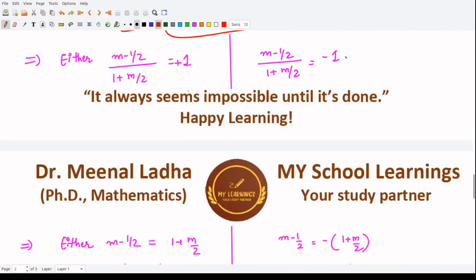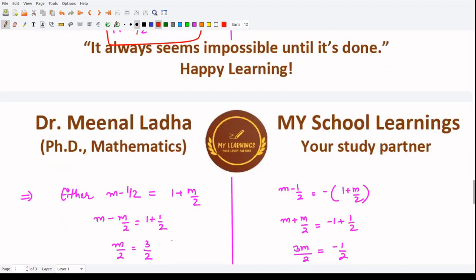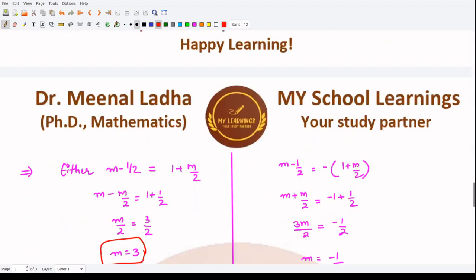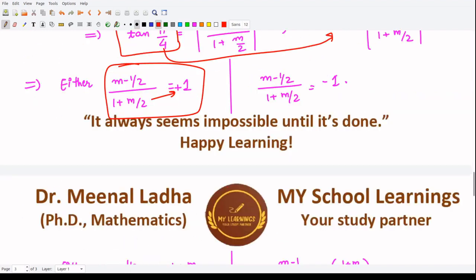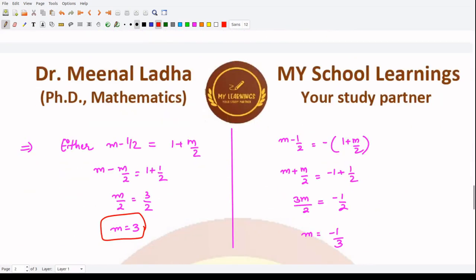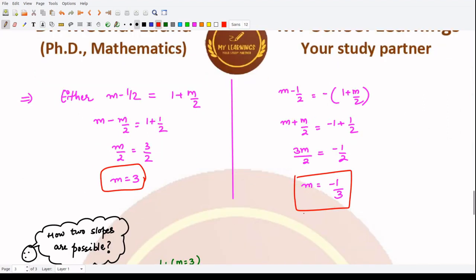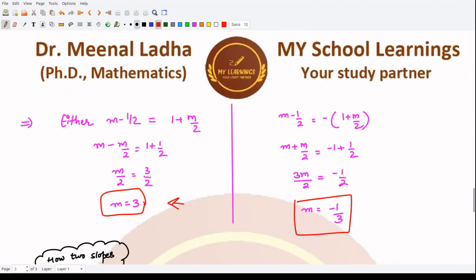In the case when it is equal to plus 1, when you simplify this, shift this term to the right hand side and then solve for m, you get the value of m is equal to 3. And in the second case, when you take this quantity as equal to minus 1 and solve it, take this thing to the right hand side and then simplify, you get the value of m is equal to minus 1 by 3. So from here you get two possible values of slope: either 3 or minus 1 by 3. Both would satisfy the condition.